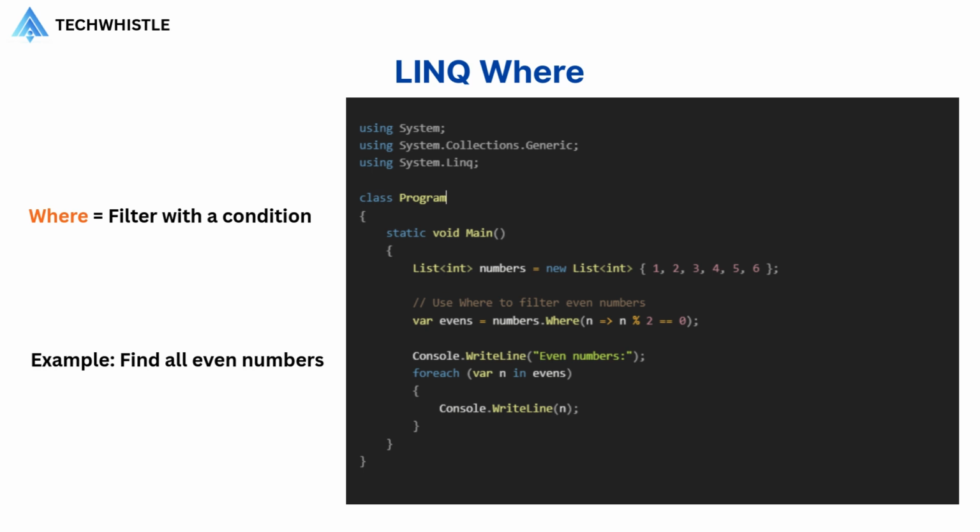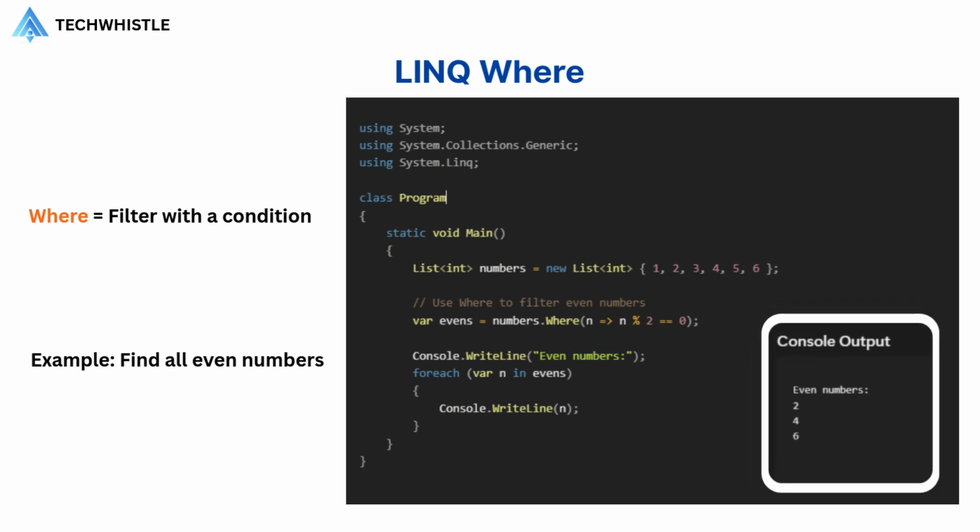So behind the scenes, LINQ is going through each number. 1, not even, skip it. 2, even, include it. 3, odd, skip it. 4, even, include it. 5, odd, skip it. 6, even, include it. At the end, our filtered collection only has 2, 4, and 6.